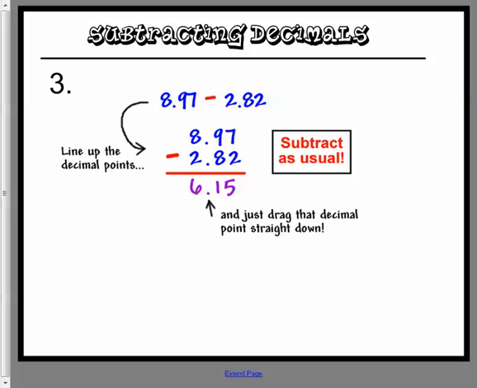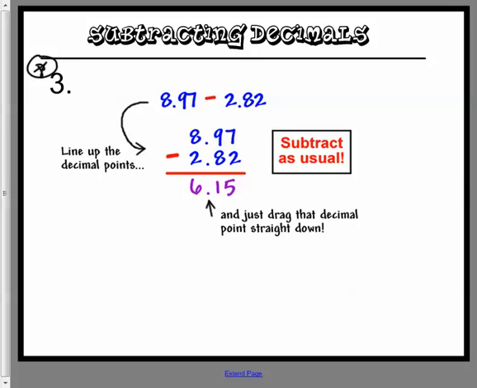If we're going to subtract, we follow the same rules. Line up the decimal point and subtract as usual. 8 and 97 hundredths minus 2 and 82 hundredths. 7 minus 2 is 5 hundredths. And then 9 minus 8 is 1 tenth. And 8 ones minus 2 ones is 6 ones. Bring down your decimal point. Okay, make sure you have this one in your notebook as well. Go ahead and pause and write that one down if you need to. Actually, everybody needs to.